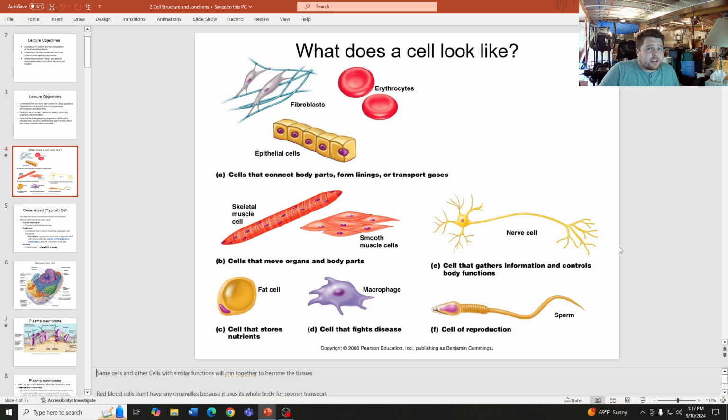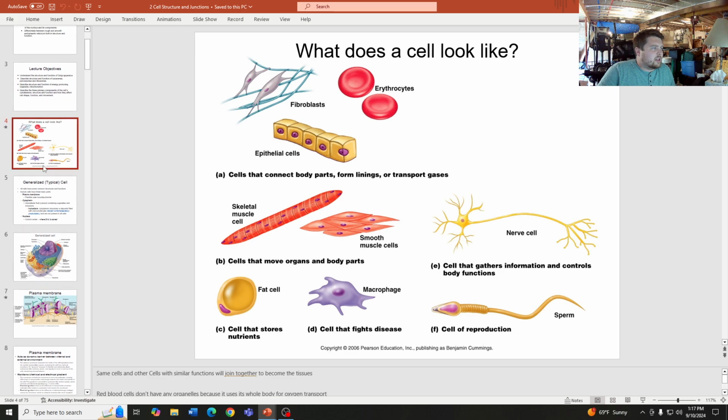Nerve cells act a little bit differently because once we produce nerve cells, our body doesn't continue to produce more of them. Skeletal muscle and smooth muscle do different things. So there's lots of different irregularities to cellular structure. But we're going to look at the general, aka the quote-unquote typical cell.